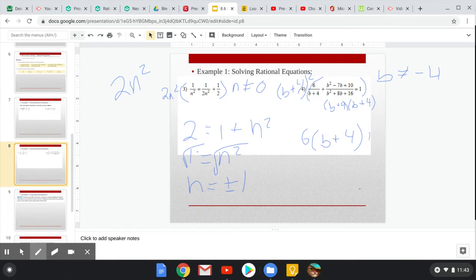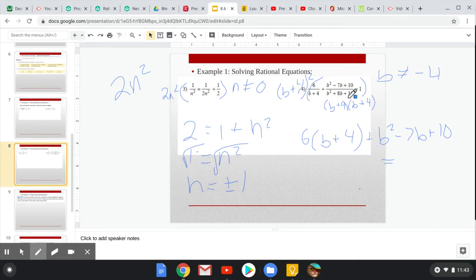And then in our second fraction, both of the b plus 4s cancel, so we just end up with the numerator, b squared minus 7b plus 10, equals, and then nothing cancels. We have 1, nothing cancels, so it's just going to be b plus 4 squared.